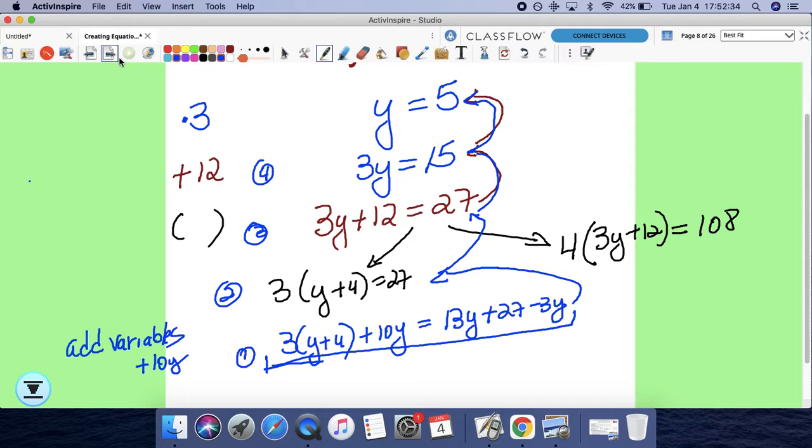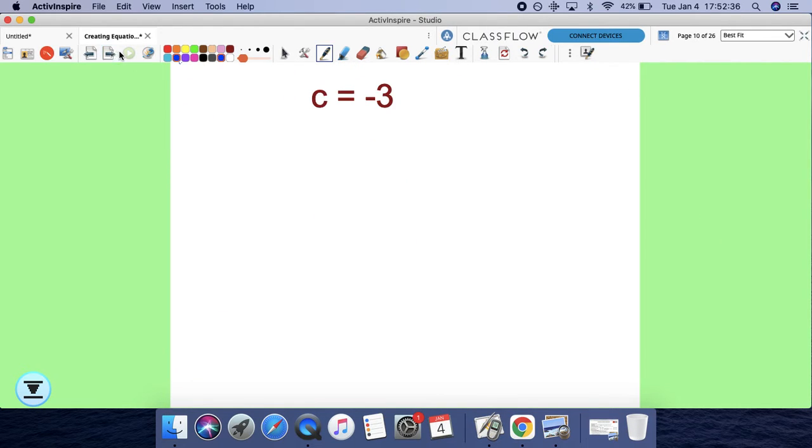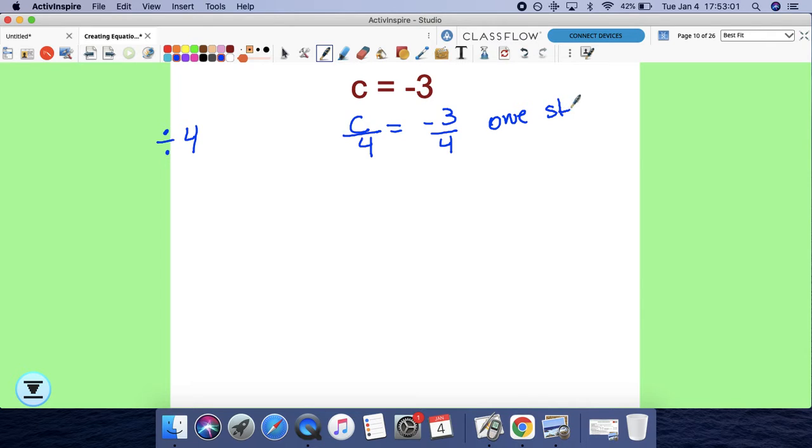I'm going to do a couple more. Let's pick something that's negative. There we go. So this one, c equals -3. Let's divide both sides by 4. I don't know, I'm just picking. So this would be c over 4 equals -3 over 4. Okay, so that's my 1-step equation, a very easy 1-step equation.